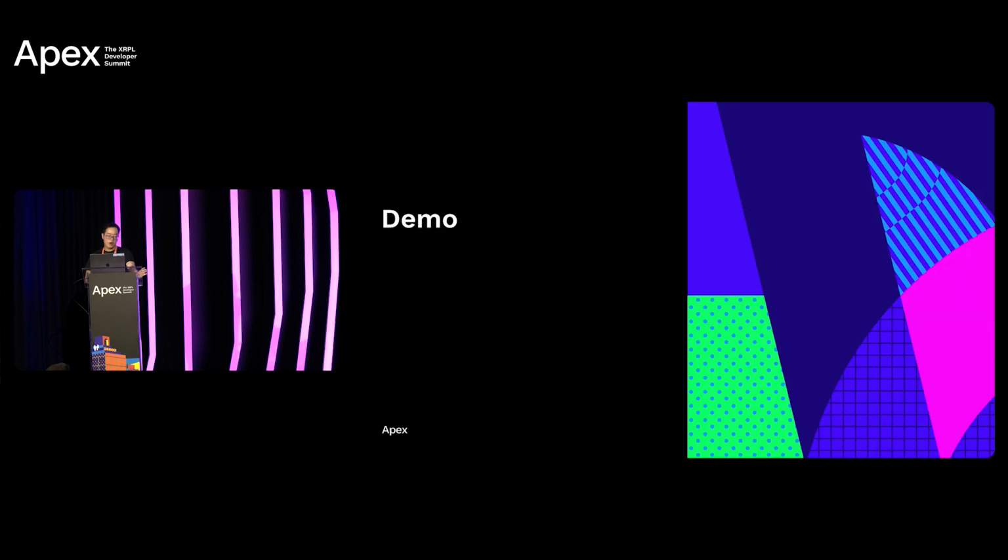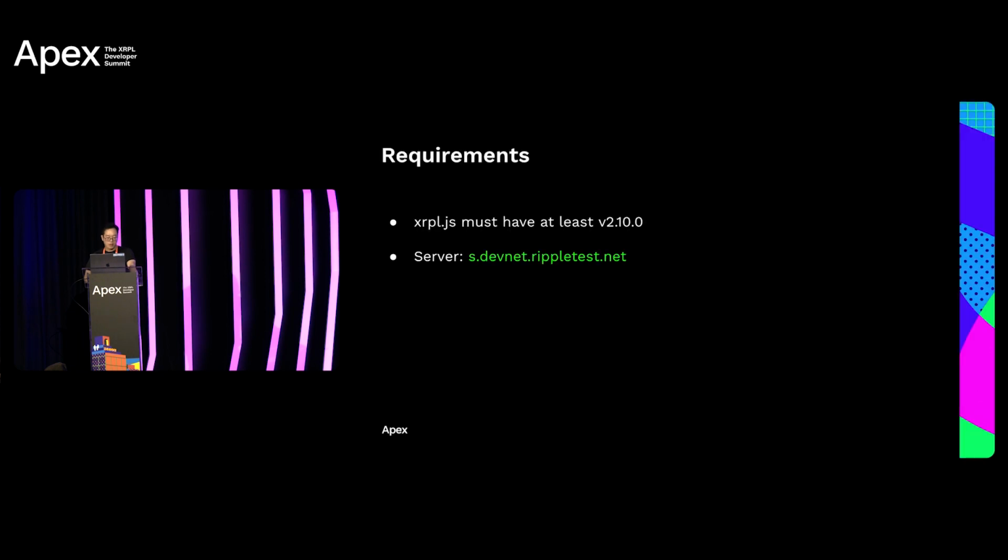And now I'm going to show a basic demo of how to use clawback on the ledger. I'm just going to walk through the code, so I think it would be easier to see. There are a couple of requirements before we start. The client library which we're going to use, XRPL.js, must have at least version 2.10. And also, clawback is now only live on the Devnet server, so anyone can feel free to try it out.